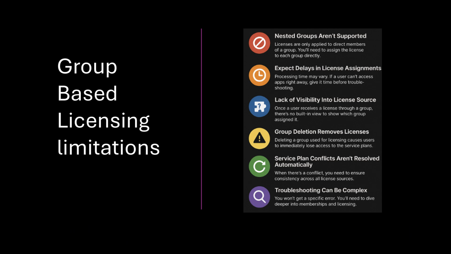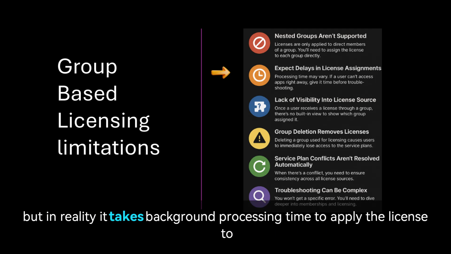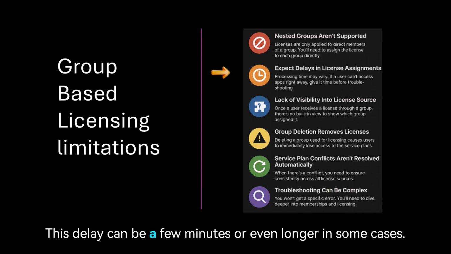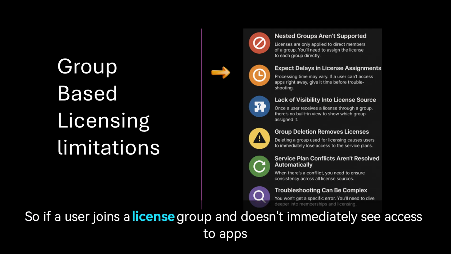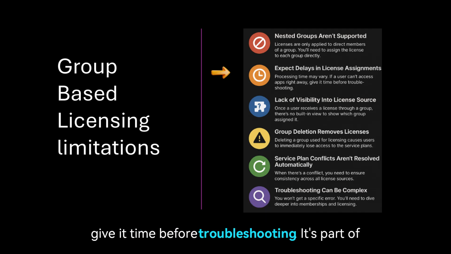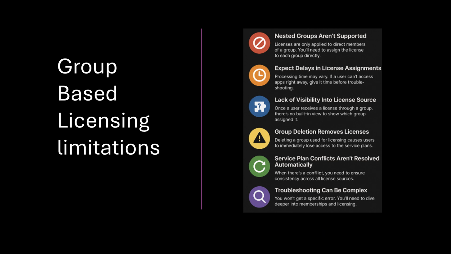To fix this, you'll need to assign the license to each group directly or flatten your group structure for licensing purposes. You might assign a license to a group and expect instant results, but in reality, it takes background processing time to apply the license to each member. This delay can be a few minutes or even longer in some cases. So if a user joins a licensed group and doesn't immediately see access to apps or services, give it time before troubleshooting. It's part of how the group licensing engine processes updates asynchronously.